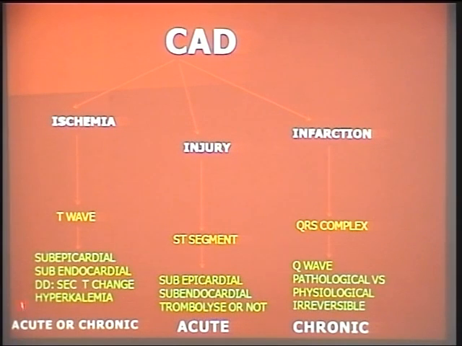And of course, ischemia can be acute or chronic. If it is a subendocardial ischemia, tall T waves still could be an acute coronary syndrome. ST segment change is always acute and infarction is always chronic. Right? Take your pads and respond.